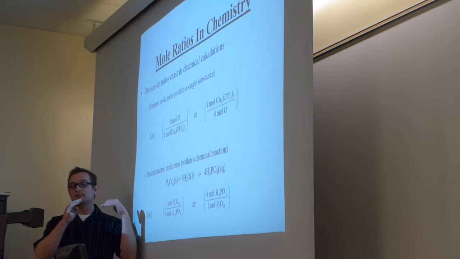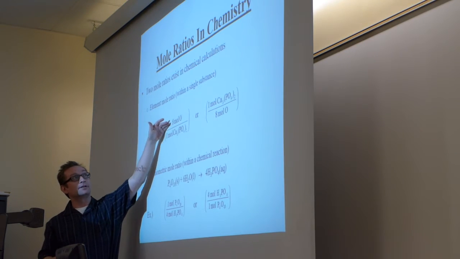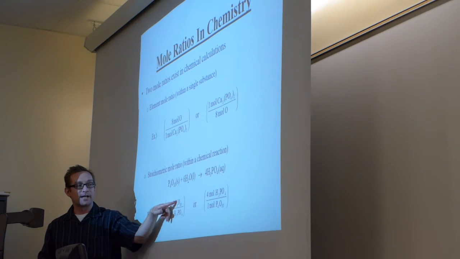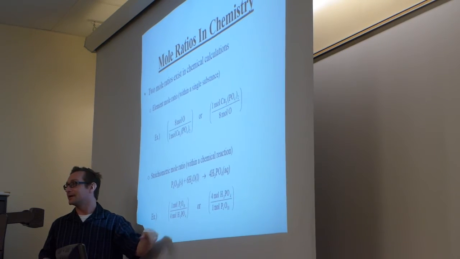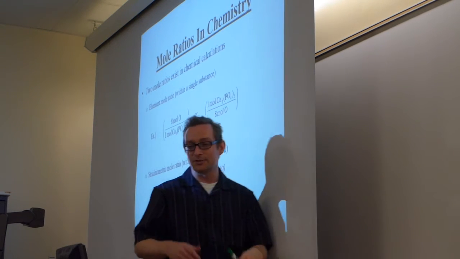So does everybody see the difference? This is just big picture stuff. Can everybody see the difference between element mole ratio and stoichiometric mole ratio? It's just moles of an element within a compound versus moles of a reactant relative to a product, right? It's a different mole ratio, but nonetheless, 2 main mole ratios in chemistry.